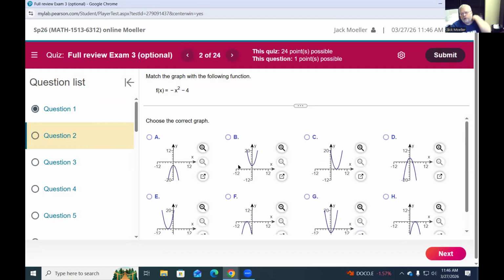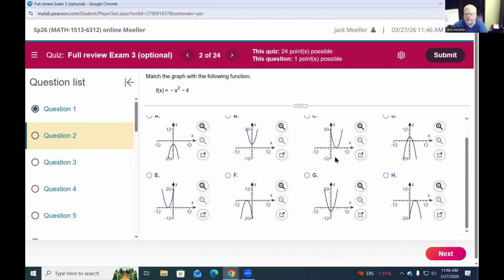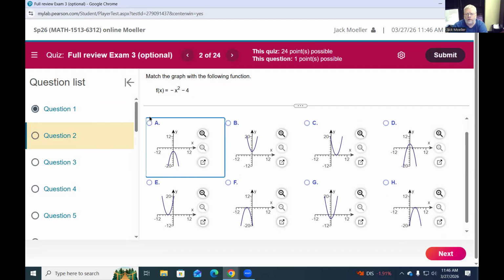Okay, so like this one, negative x squared minus 4. If you think of this in transformations, what does that negative out in front of the x squared do? That's a vertical flip. So now we're looking for a downward parabola. That eliminates half of them automatically. And what does that minus 4 do? Well, it's not inside parentheses, so it's still vertical, so it's down 4. So I want a vertical flip, moved down 4. So it looks like it has to be A.